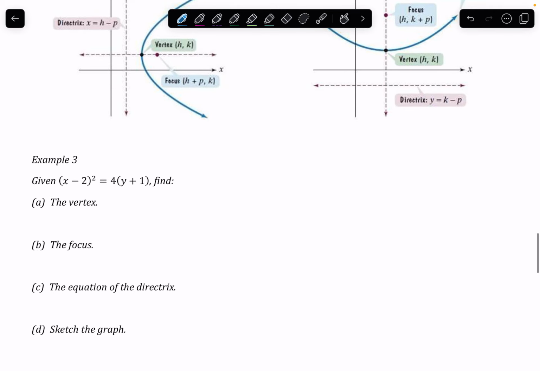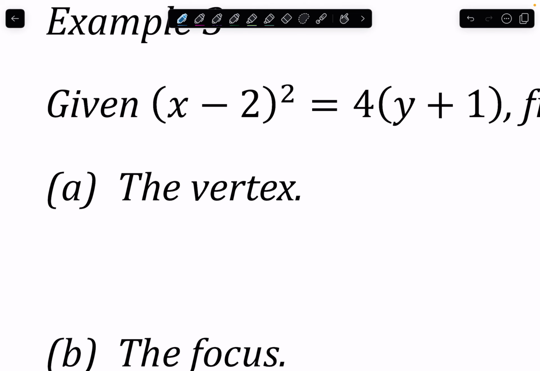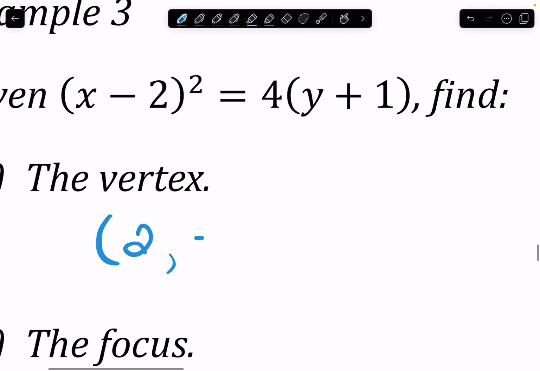All right, given x minus 2 quantity squared equals 4 times the quantity y plus 1, find all the following. So first thing we're looking for is the vertex. Same thing applies as before. Minus right, plus left. So vertex, x value, we have x minus 2, so that means we are going right 2 units. And then we have y plus 1, so we are going down 1 unit. So the vertex is going to be 2, negative 1.